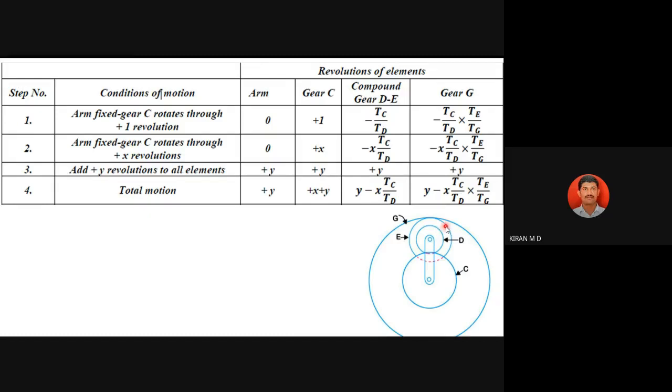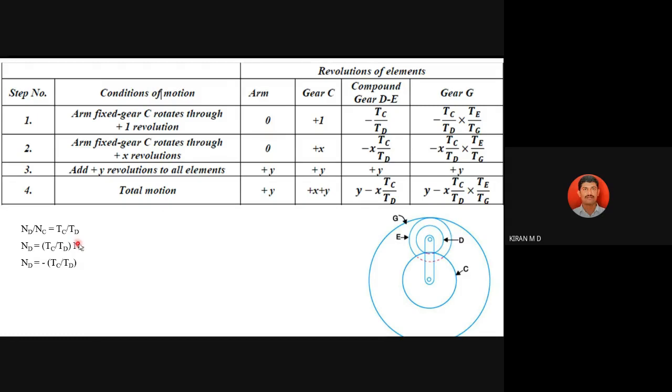Then E is meshed with G, so I will write the speed of gear G. Now how can we write the speeds? Initially the arm is fixed, so the first gear, gear C, rotates through +1 revolution. So 0, +1. What about gears D and E? Here gear C is meshed with gear D. So ND by NC, the speed of gear D divided by the speed of gear C, is equal to TC by TD. So ND is equal to TC by TD into NC.